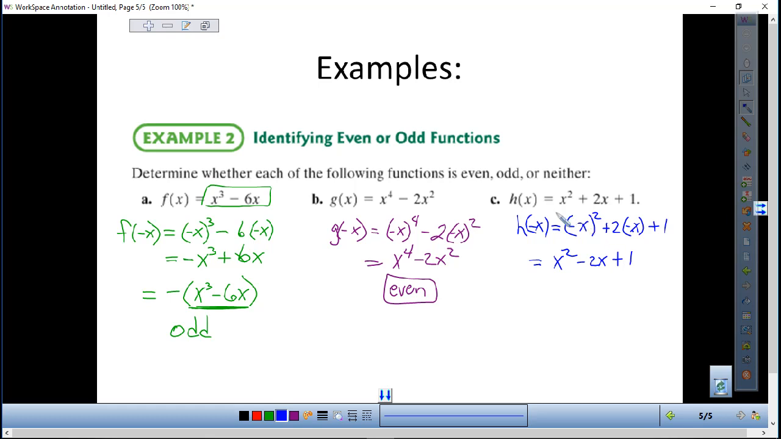Now, is this what I started off with? X squared's good, but the middle's not. So it's not. That means it's not going to be even. And then if I factor out a negative, I'm going to have negative x squared plus 2x minus 1, because all my signs are going to change there. And in parentheses, that is not what I've got here. So what do I know? It's not even and it's not odd, so it's going to be neither.